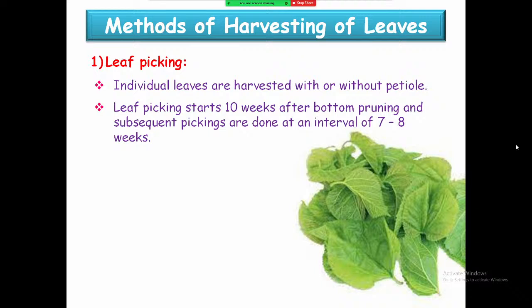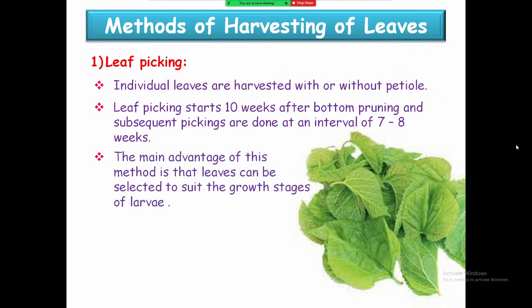And the interval is done at an interval of 7 to 8 weeks. Okay, and in picking, for the subsequent picking, the interval has to be kept at 7 to 8 weeks. Then the main advantage of this method is that leaves can be selected to suit the growth stages of the plant. In the early growth stages, the leaves that are picked are fed to the worms. Okay, but this method requires more labor.